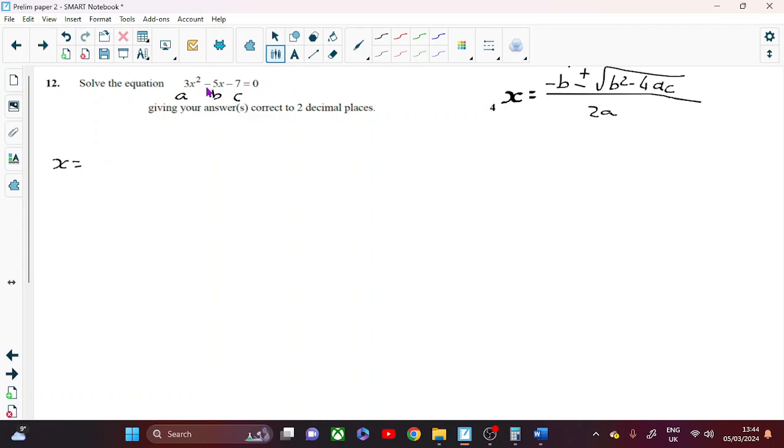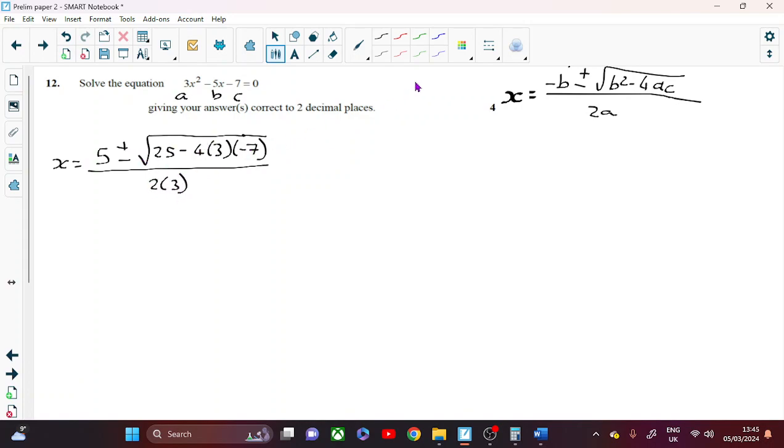minus b. b is minus 5, so minus minus, so we've got plus 5. Plus or minus the square root of b squared, which is minus 5 squared, so 25, minus 4 times 3 times minus 7. Don't forget to take the minuses with you. And it's all over 2 times 3.